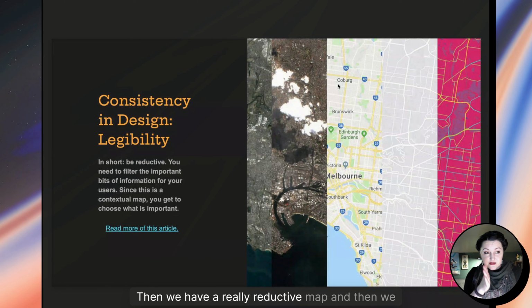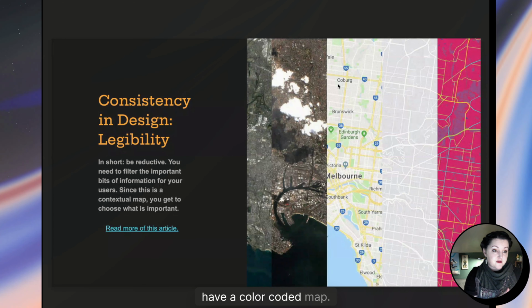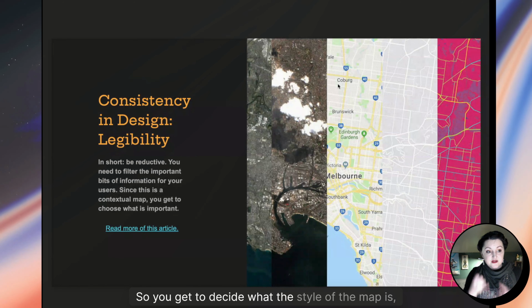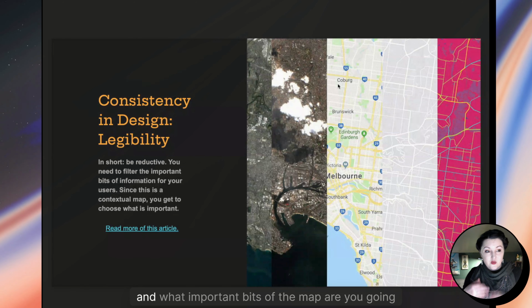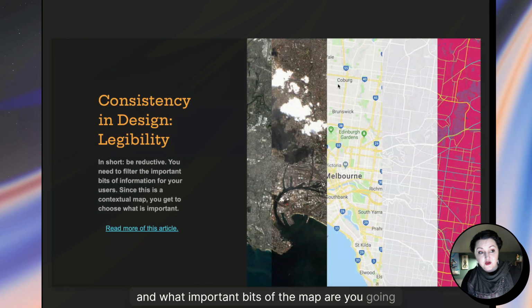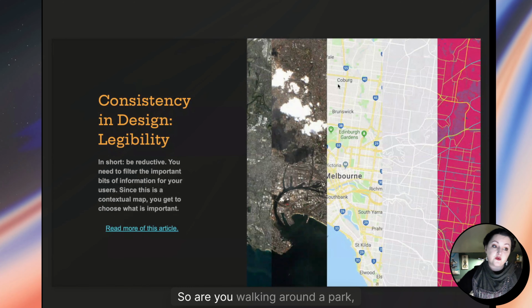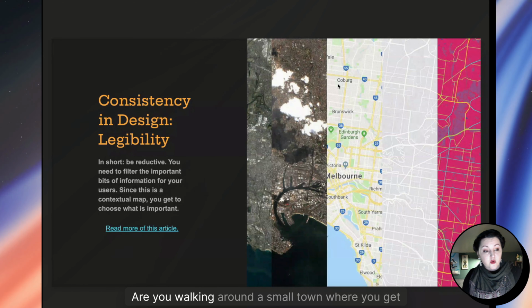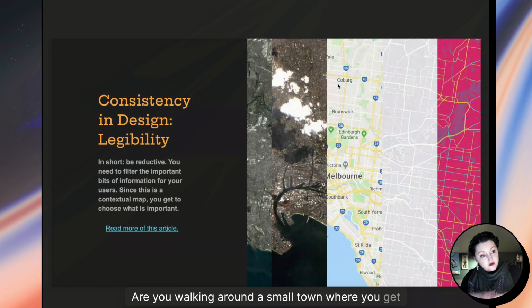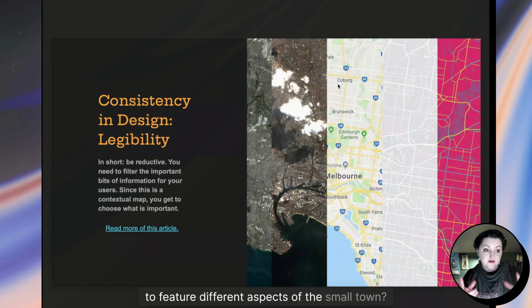And then we have a really reductive map, and then we have a color-coded map. So you get to decide what the style of the map is, how you're going to use that to convey your wayfinding system, and what important bits of the map you're going to feature. So are you walking around a park, looking at different things to do in the park? Are you walking around a small town where you get to feature different aspects of the small town?